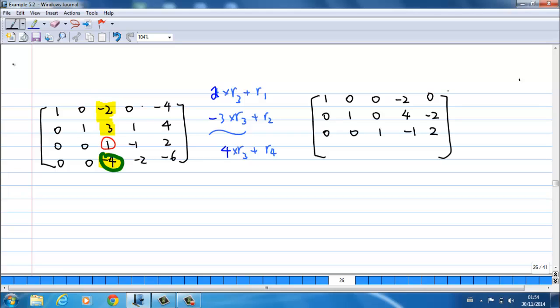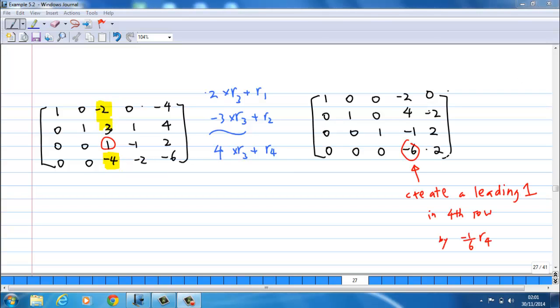In order to create a 0 in the fourth row, third column, I can take 4 times row 3, add to row 4. Then the new fourth row becomes 0, 0, 0, minus 4 plus minus 2 is minus 6. 2 times 4 is 8. 8 minus 6 is 2.